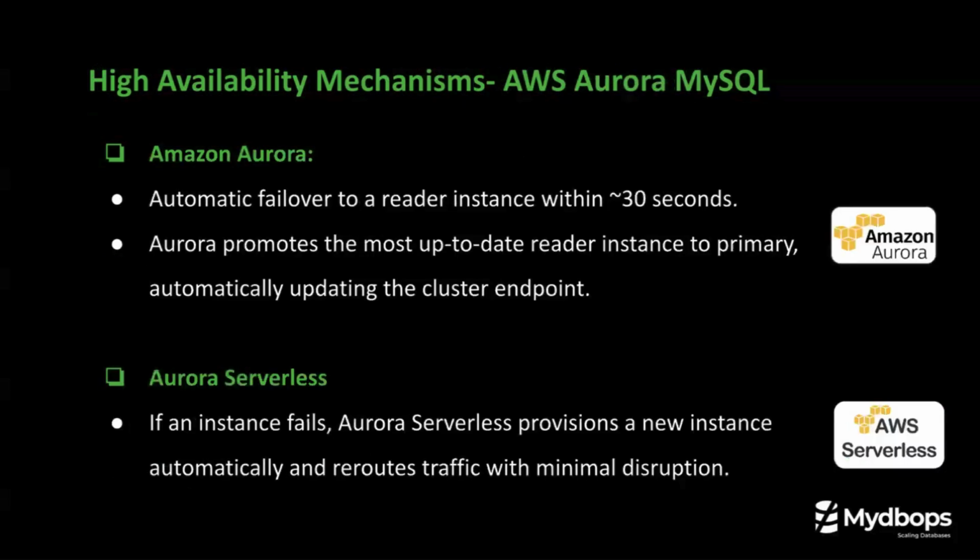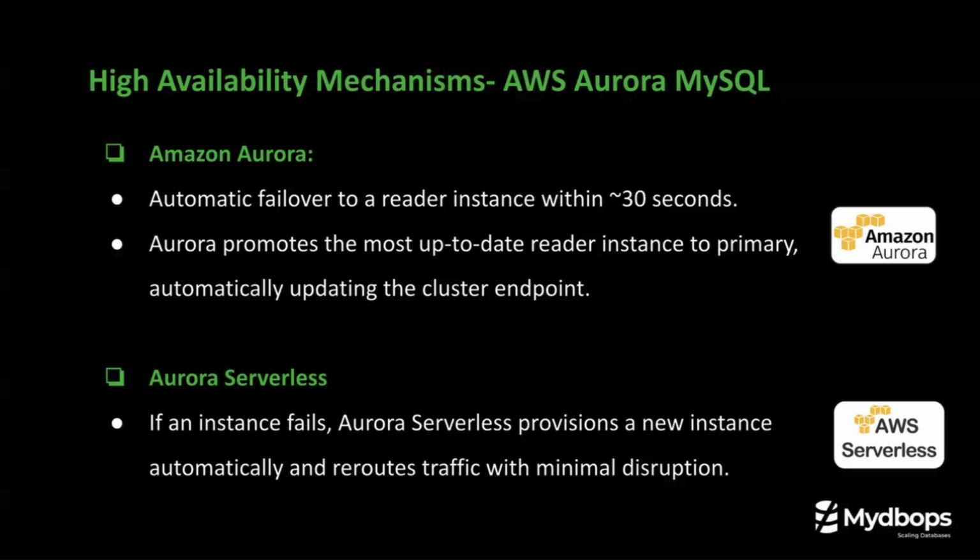Now, talking about Aurora, just like RDS MySQL, Aurora also has built-in high availability, but with some key differences. Amazon Aurora offers automatic failover in 30 seconds. If the primary instance fails, Aurora promotes the most up-to-date reader to primary and updates the cluster endpoint accordingly. This ensures minimal downtime with no manual intervention.